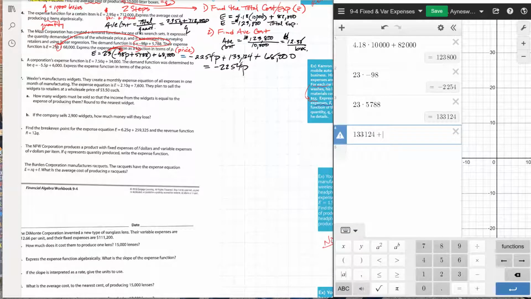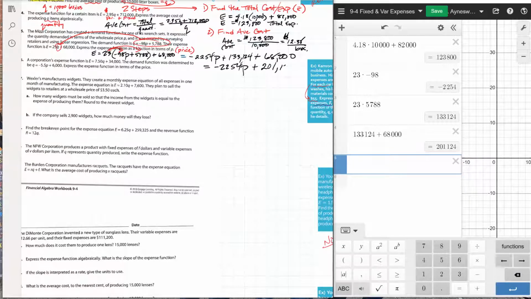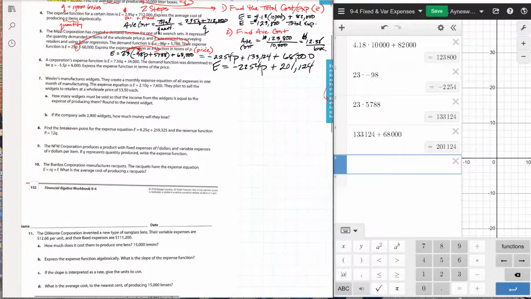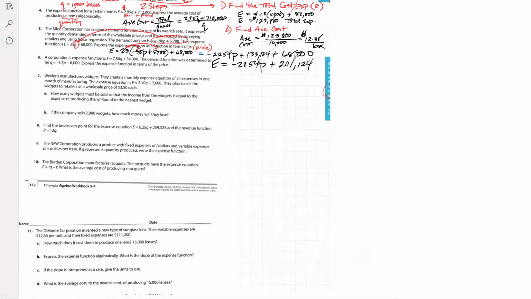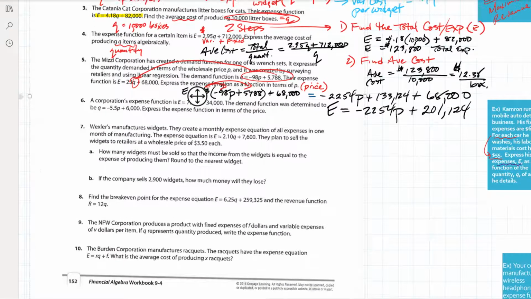Let's make this a little bit bigger here. All right, in terms of P. This is E in terms of P. It says E equals negative 2254P plus 201,124. That's what it means to be in terms of P. These little words right here, in terms of P. Not in terms of Q, but in terms of P, the price. And that, my friends, is number 5.